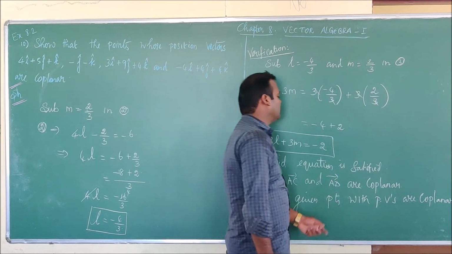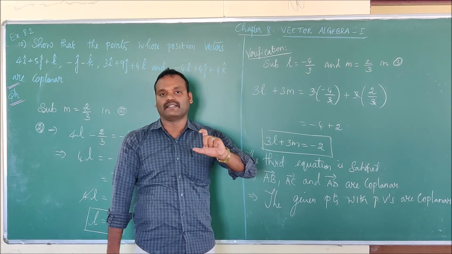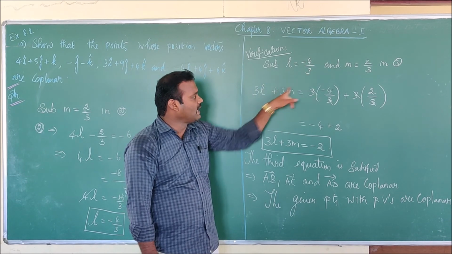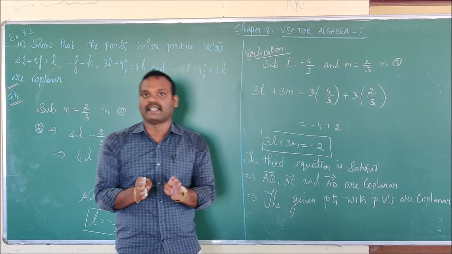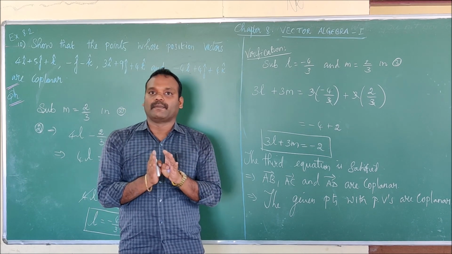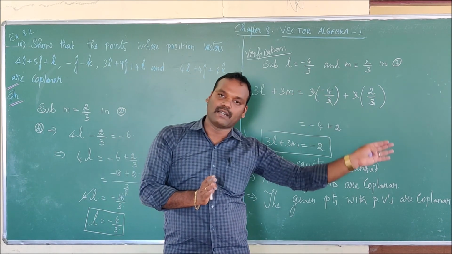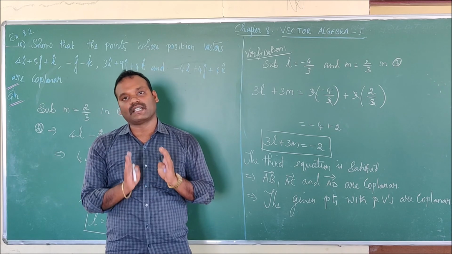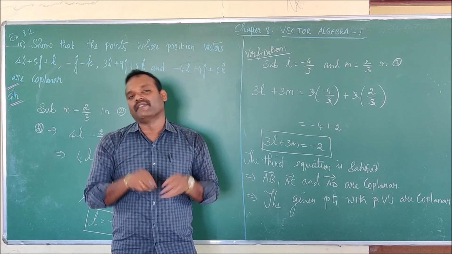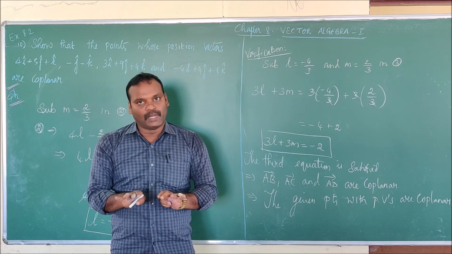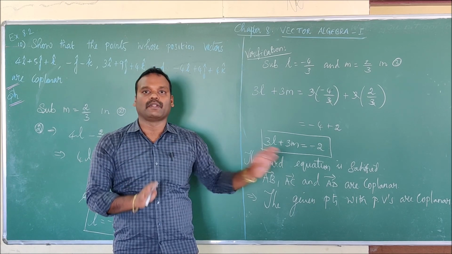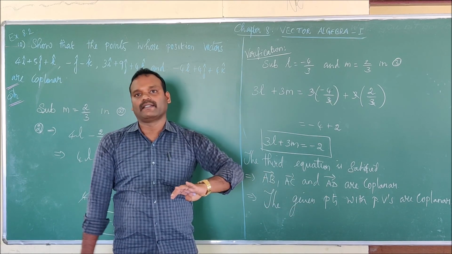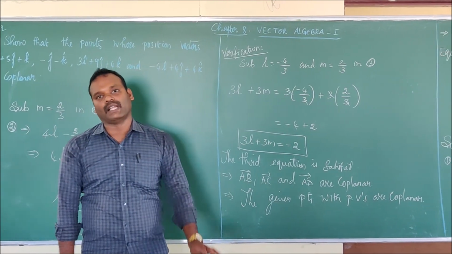Okay, you have to make a note of this. When you are substituting L and M in the third equation, if the third equation is not satisfied, it means the concept is that one vector cannot be written as a linear combination of the other two vectors. So the given vectors are not coplanar. If the third equation is satisfied, you have to write that they are coplanar. Not satisfied means they are not coplanar vectors.